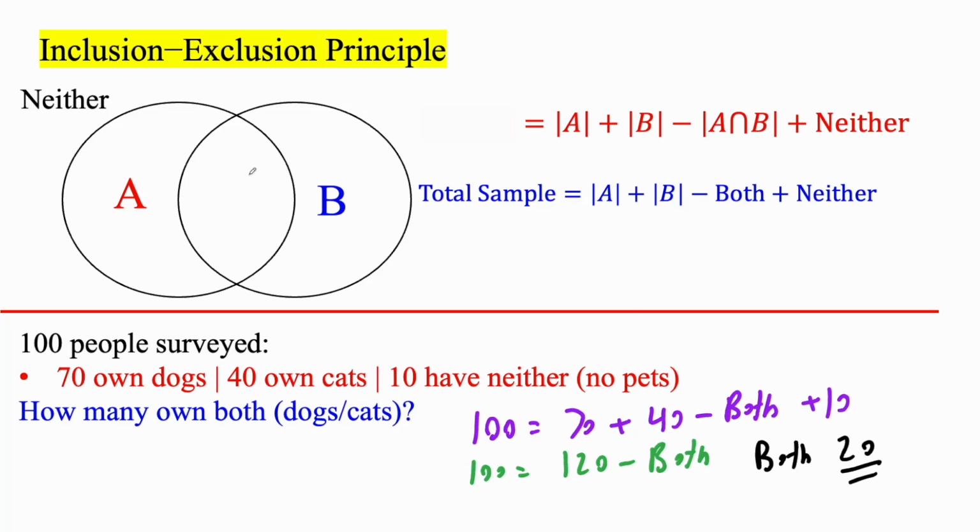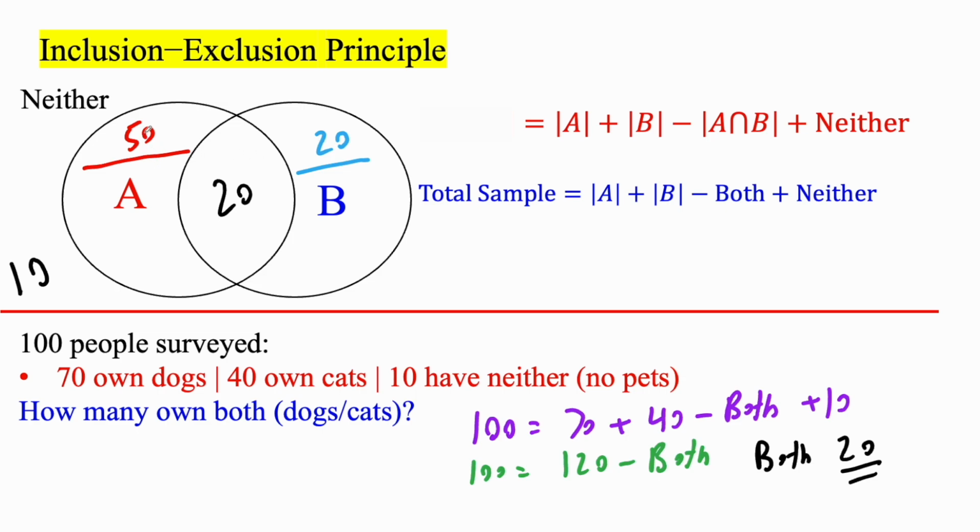And let's draw this out. So we're saying 20 goes here. We also know 10 have neither. Neither I'm going to put on the outside like right here. Now 70 own dogs. So we have 20 here, so add 50 more, and that will be just dogs. And 40 own cats, but we have 20 here, so this is going to be 20 also. And let's add it up. We have 10 plus 50 is 60, 60 plus 20 is 80, 80 plus 20 is 100.